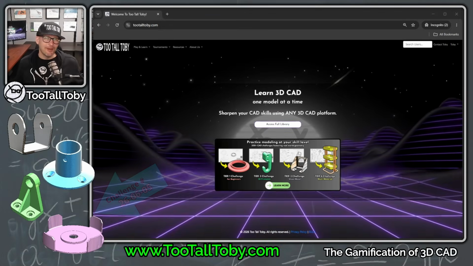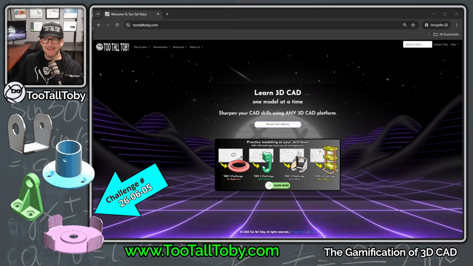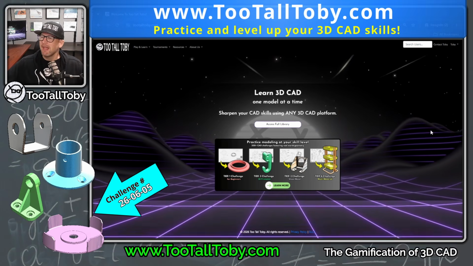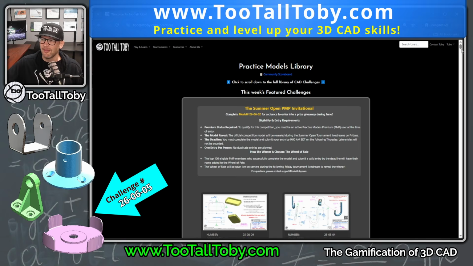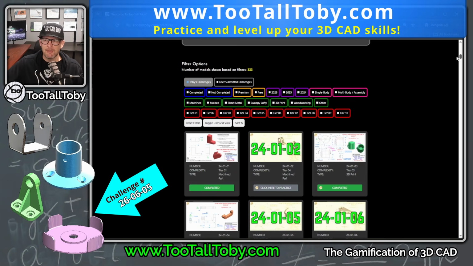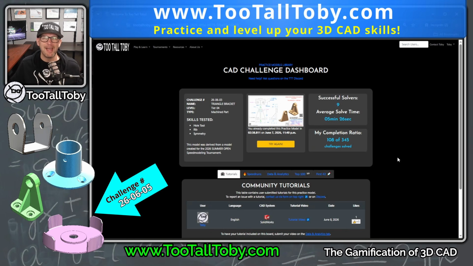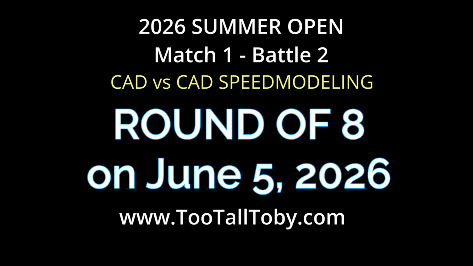You know, a lot of times we get the question, where can I go to practice these amazing CAD speed modeling skills? And the answer is you can practice right over at tootalltoby.com. In fact, we've taken these models from the tournament and we've been adding them to the library. So when we get in here to the practice models library, you can sort the library by most recent, and then you can practice modeling these parts over and over again, refining your workflows, improving your speed and efficiency in any 3D CAD system.